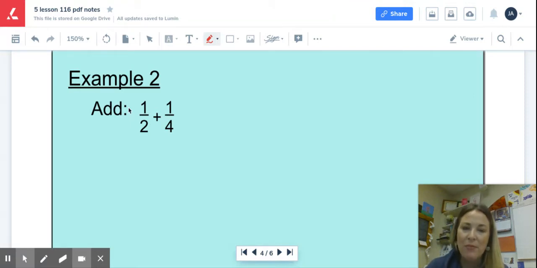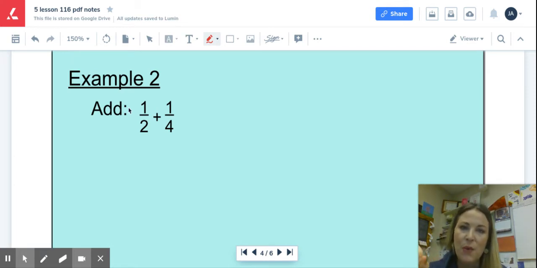So 1/2 plus 1/4. As I'm looking at this, the first thing I'm going to ask myself is, looking at these two denominators, is there one of them that can be the common denominator for both of them? So meaning, if there's a smaller and a larger one, can the smaller one go into the larger one? Or is the larger one a multiple of the smaller one? Is the smaller one a factor of the larger one? It's a lot of wordiness around this, but here's what I'm thinking.